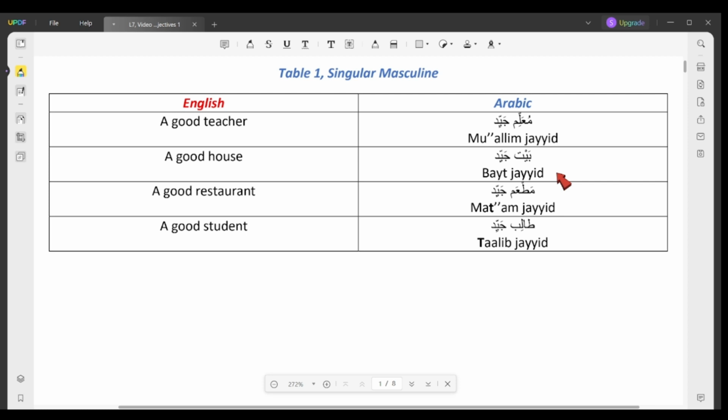Number 2, a good house. بيت جيد. Number 3, a good restaurant. مطعم جيد. And the last one, a good student. طالب جيد.